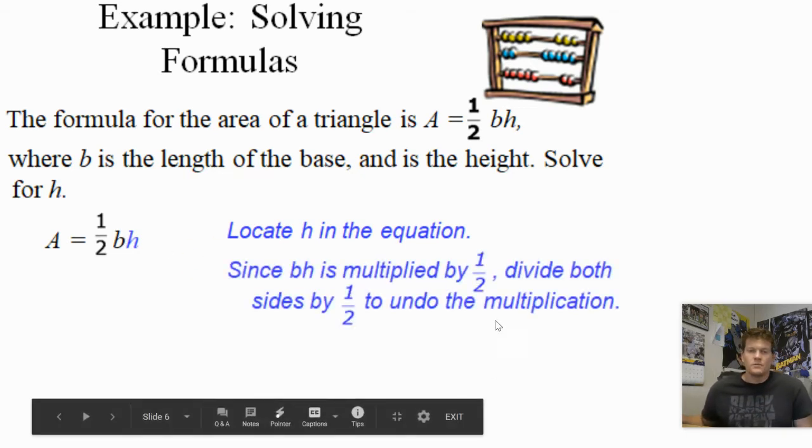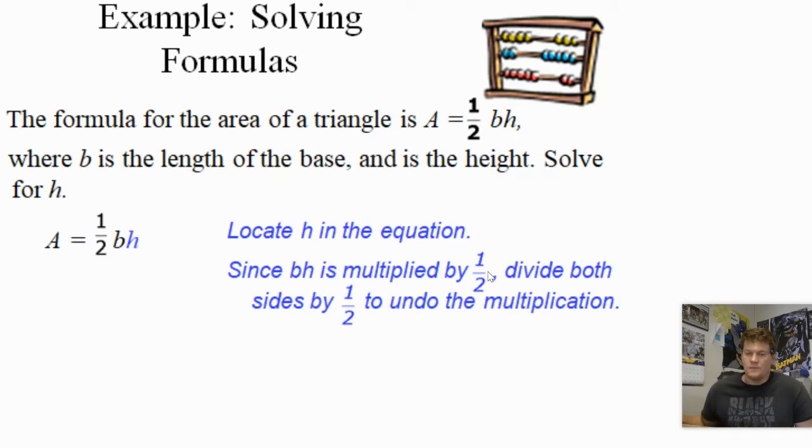First, I'm going to get rid of that 1/2. To get rid of multiplication, I divide. Now, when I'm dividing by a fraction, what I'm really doing is multiplying its reciprocal. So 1/2 is 1 on top, 2 on the bottom. I want to multiply its reciprocal, meaning I flip those numbers around and I multiply both sides by it. So I'm going to multiply both sides by 2 over 1.